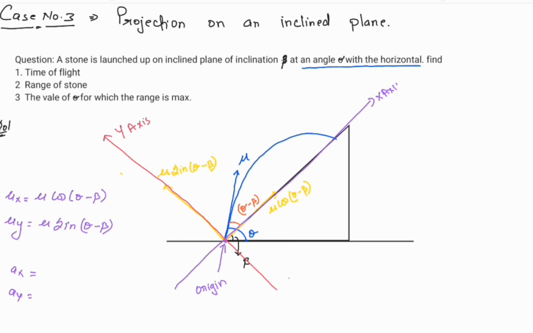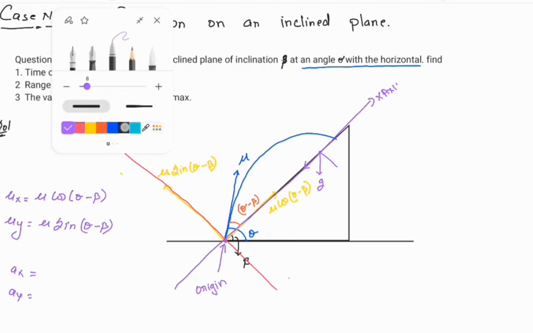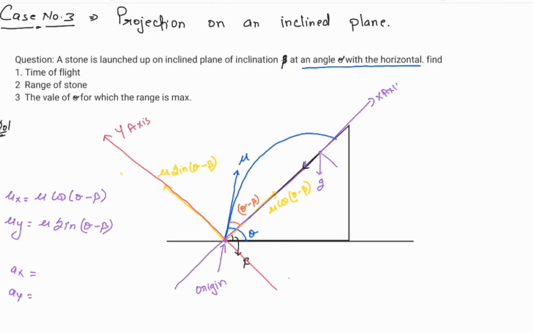Let's see how to calculate a of x and a of y. Because in an inclined plane, a of x is not going to be 0, because gravity will have a component along the plane also in this case. Let's see how. At this point, gravity will work downward. It will have two components: one component along the plane like this, and one perpendicular to this. And this angle is the angle of inclination, which is beta.